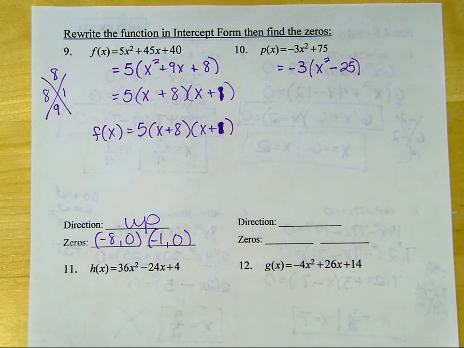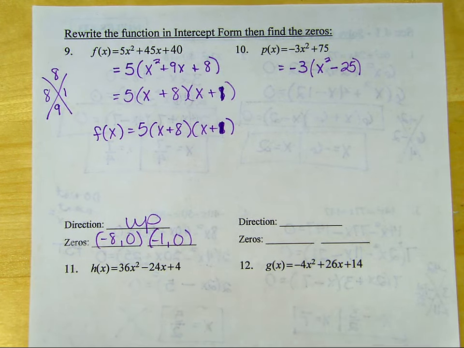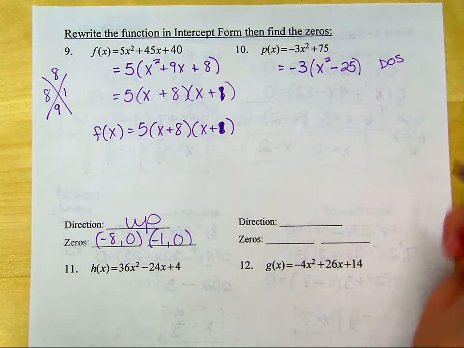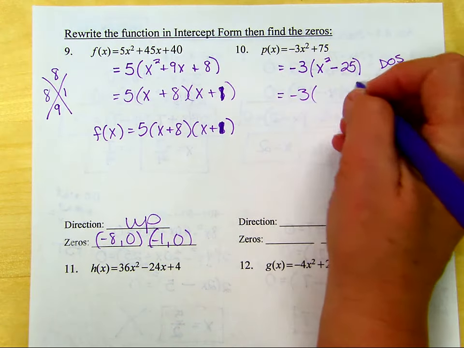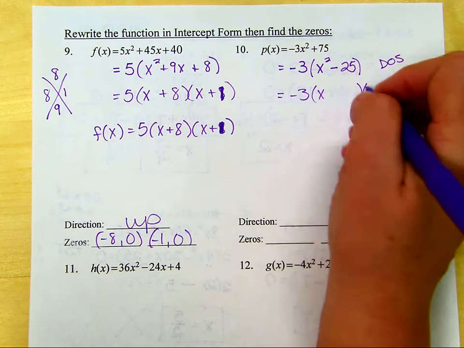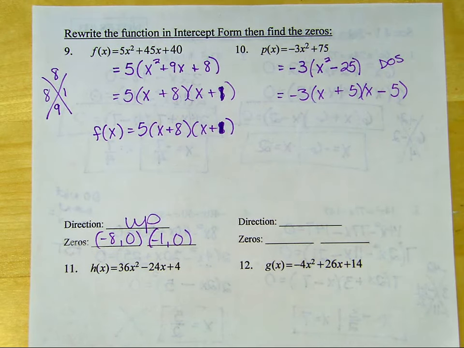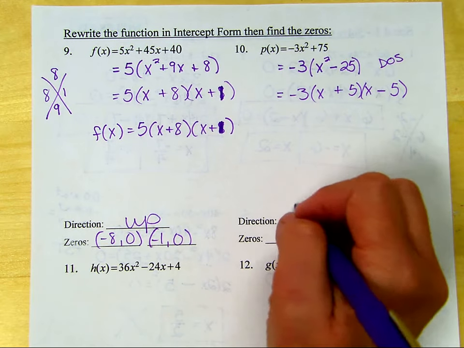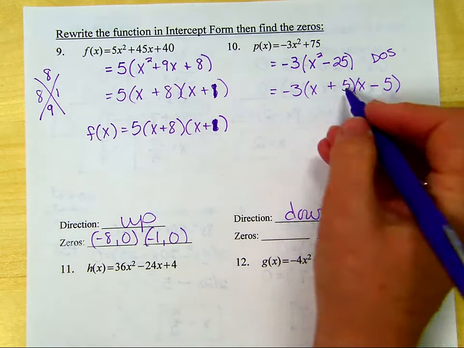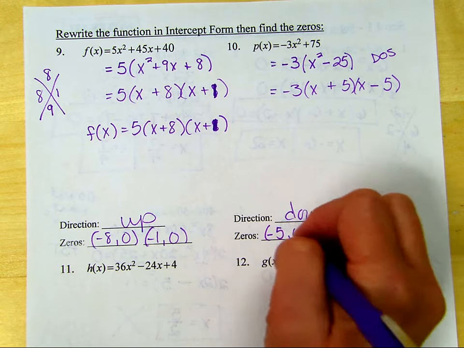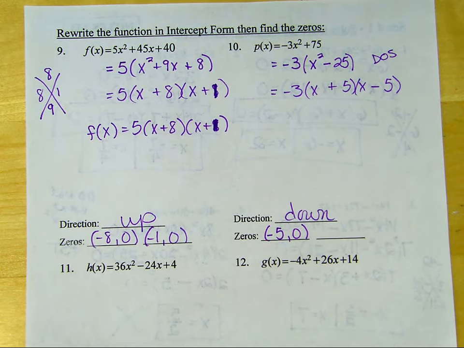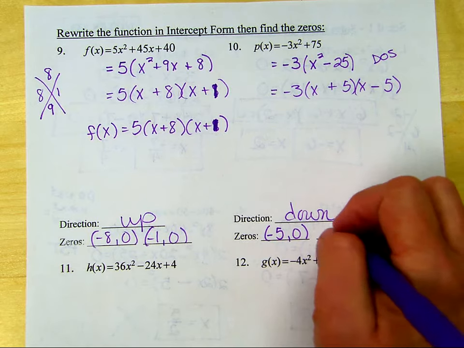All right, am I done? Look inside my parentheses. What is that? Difference of squares. So I've got -3, 2 parentheses, x times x, 5 times 5, 1 plus, 1 minus. Okay, my A value is -3. That means it's going to open down. My solutions come out as the opposite, so -5, 0 is 1 intercept, 0 root, whatever you want to call it. The other one is a +5, 0.